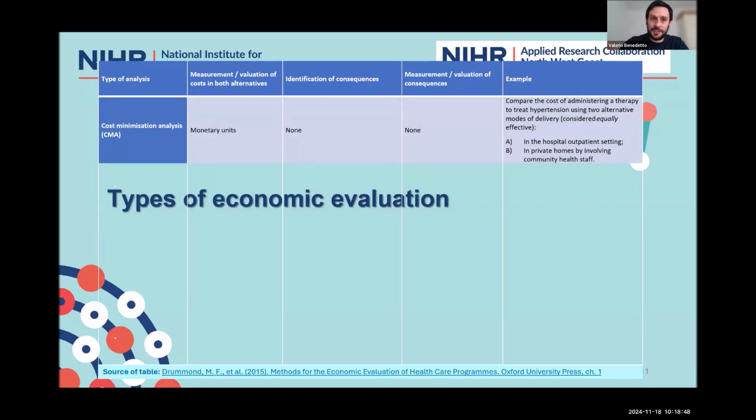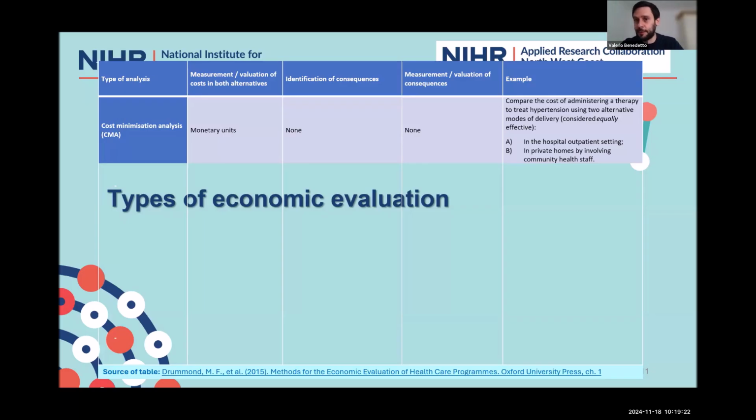You will see that for each type of economic evaluation, you will have some indication about how costs are measured and valued, how that particular type of economic evaluation identifies the consequences or the outcomes, how it measures or values the consequences or the outcomes, and also in the last column there is an example of what that particular economic evaluation looks like. So in terms of cost minimization analysis, there's no consideration about the outcomes because there is an assumption that the outcomes are equally effective.